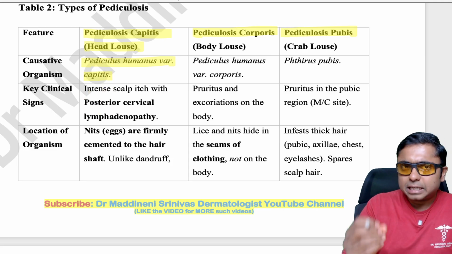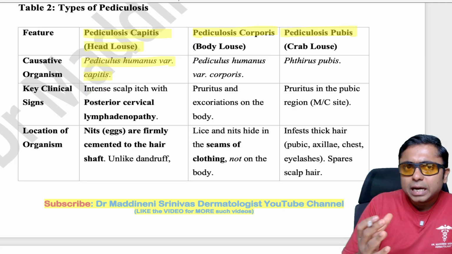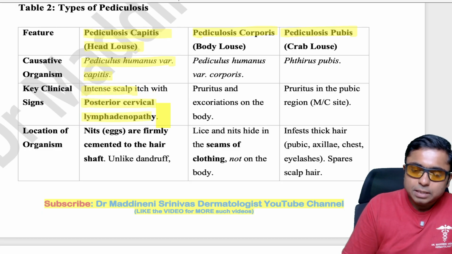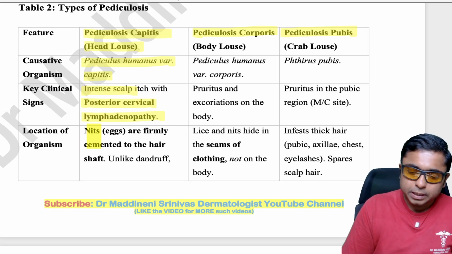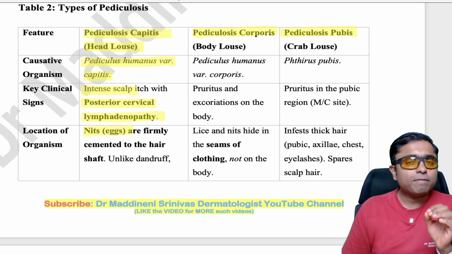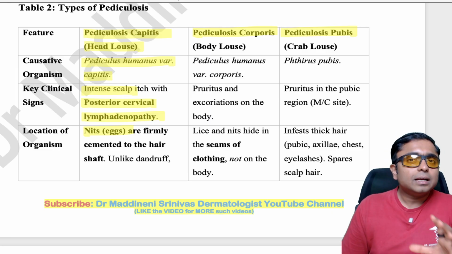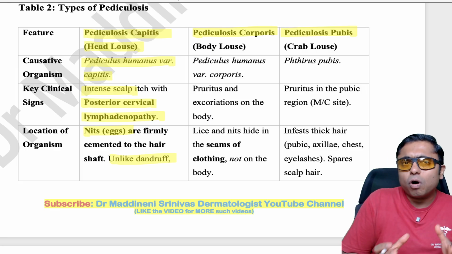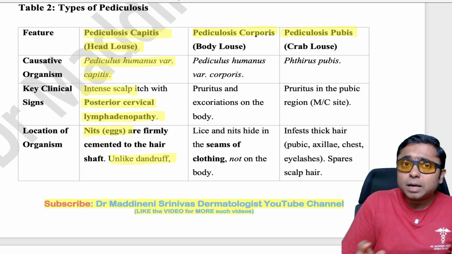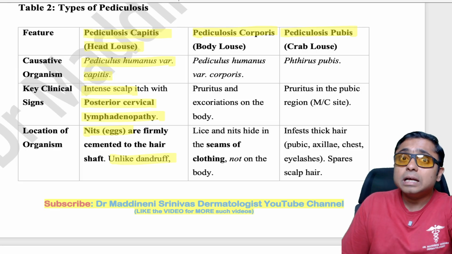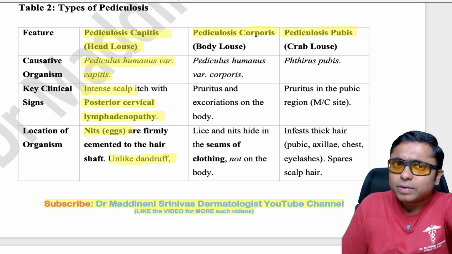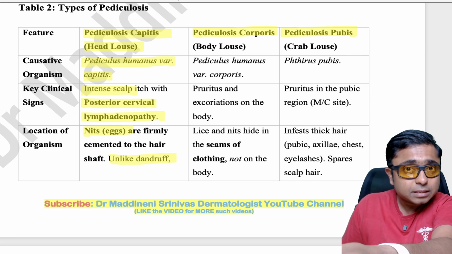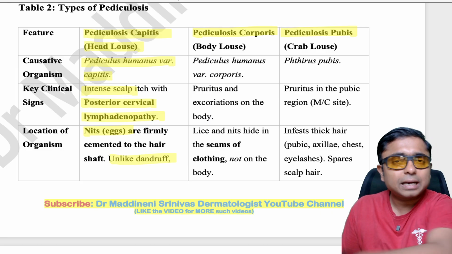The presentation will usually be a child presenting with intense itching of the scalp, and if you examine, there will be posterior cervical lymphadenopathy. Nits or eggs can be firmly adherent to the hair. This is very important. And how can you differentiate from dandruff, which is a mild form of seborrheic dermatitis? In the case of dandruff, the flakes are going to be very easily removed, whereas in the case of nits, they are going to be very strongly adherent to the hair.